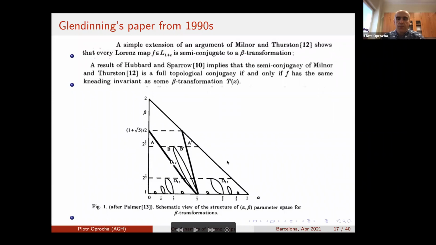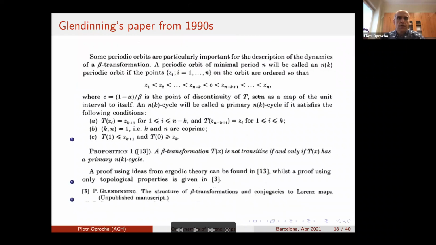So here you have much more. If you look at it and you say, wow, everything is analyzed. So how did they get that? And it is using quite a nice observation. To draw this picture, Glendinning was introducing something which he calls primary NK cycles. So he was looking for some special type of cycles.